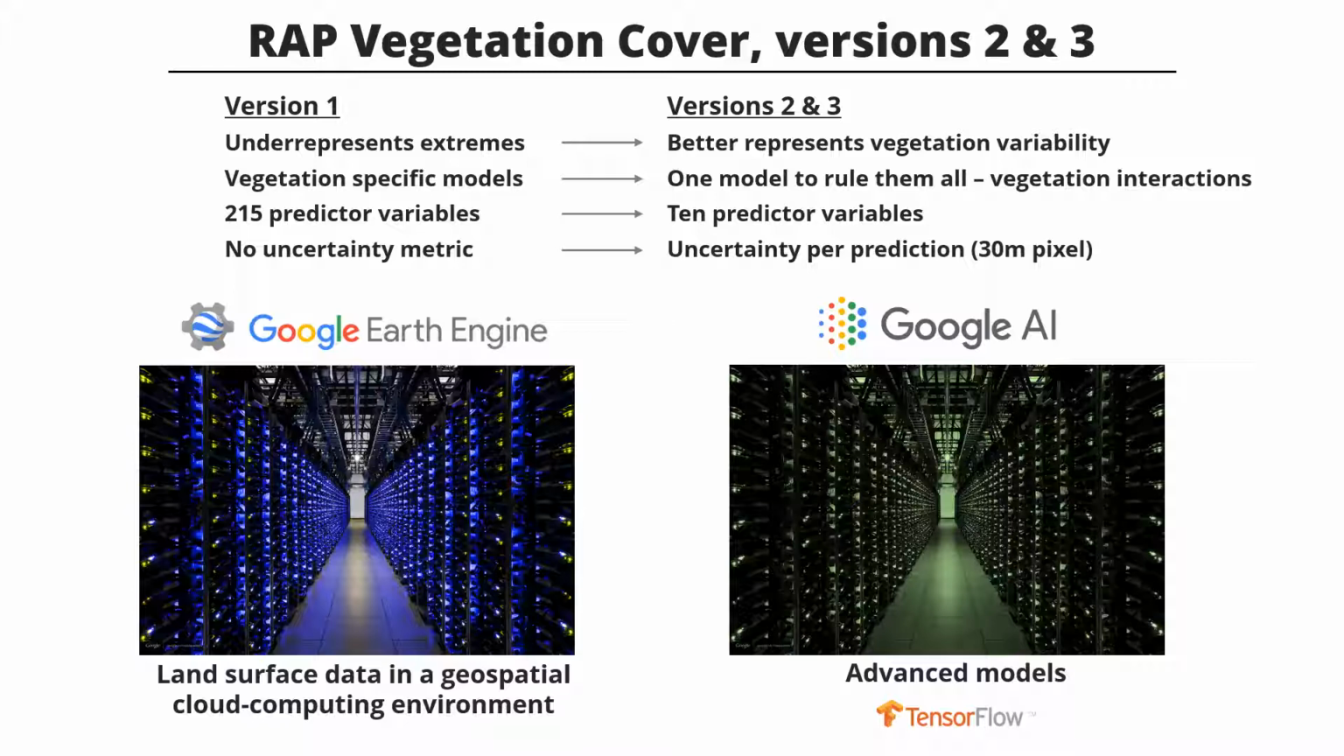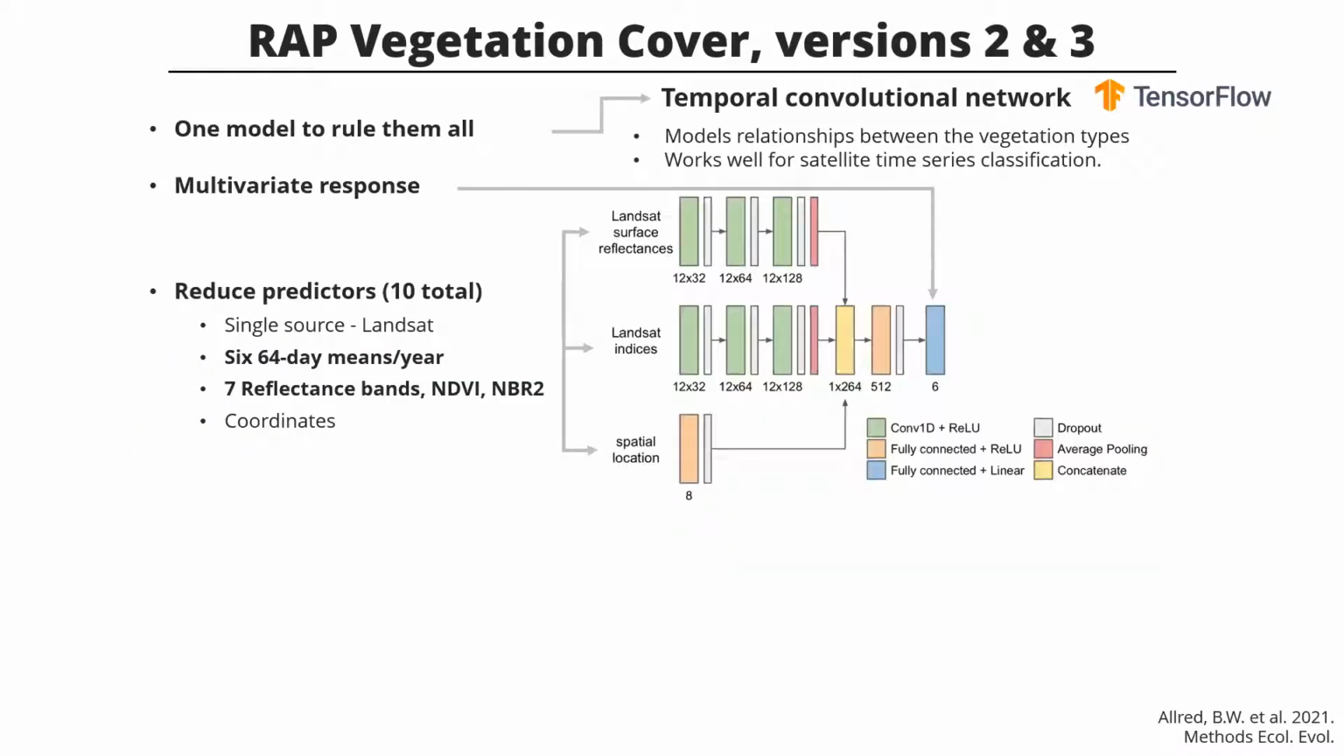It can also account for interactions between different vegetation types, like competition that can occur in these ecosystems. And it's only using the satellite data. So all those environmental variables are gone, and it's just using the satellite data. So let me show you what that looks like.